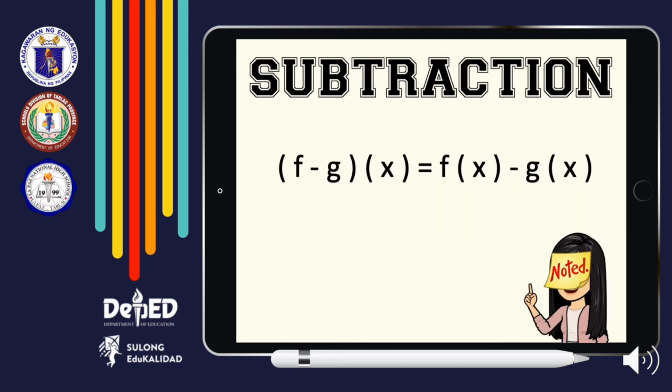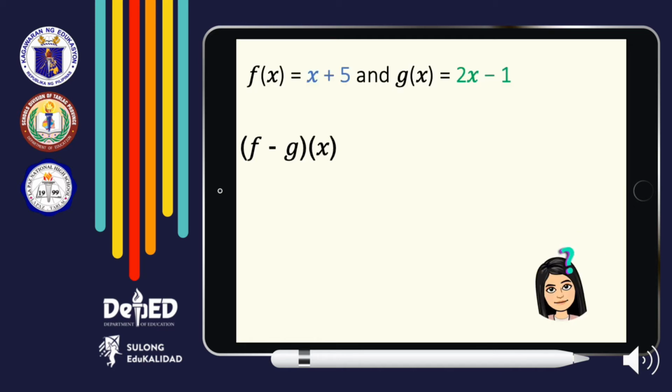So now that we are done with addition, let us now move on to subtraction. Yes, we can subtract functions too. It is denoted by (f - g)(x) = f(x) - g(x). Now let's try this operation. Given the same functions, let us find (f - g)(x). First step, let us apply the definition of subtraction of functions. So we have f(x) - g(x).